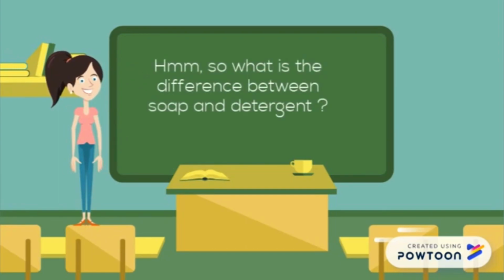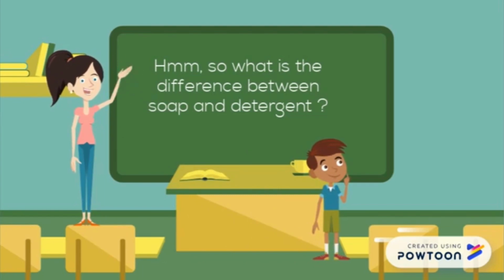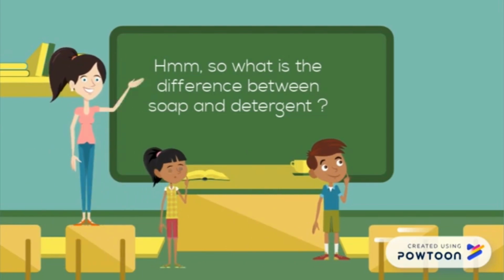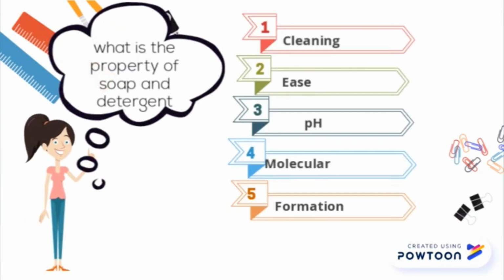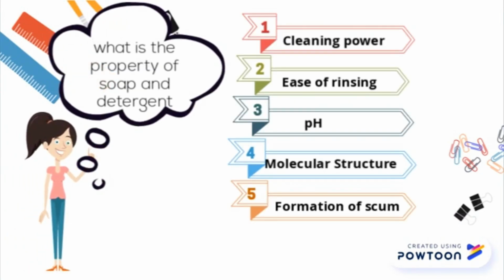So what is the difference between soap and detergent? There are 5 properties of soap and detergent. First, the cleaning power. Second, ease of rinsing. Third, pH. Fourth, molecular structure. And fifth, the formation of scum.